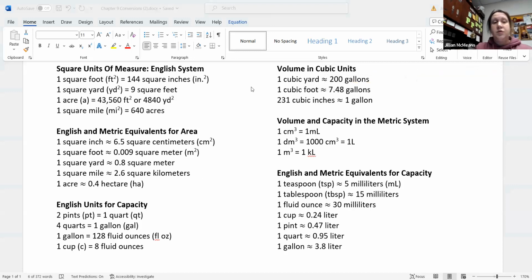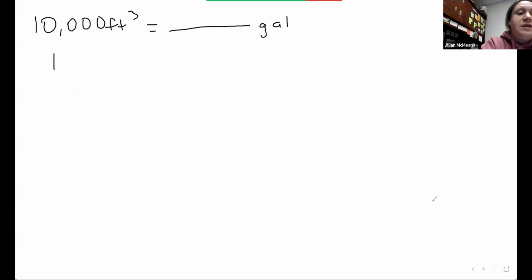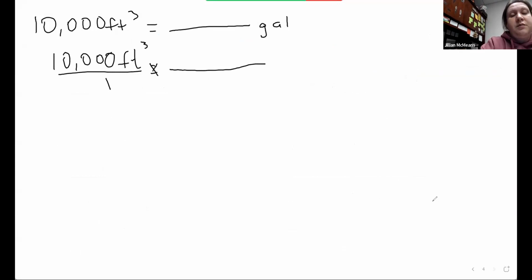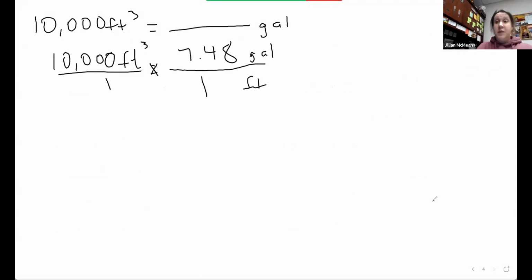So we start with what we know. We know we have 10,000 cubic feet. I need to multiply that by a unit fraction that relates cubic feet to gallons. And 1 cubic foot is 7.48 gallons. So imagine a fish tank that is a cube and measures a foot on all sides. It would hold 7.48 gallons of water.